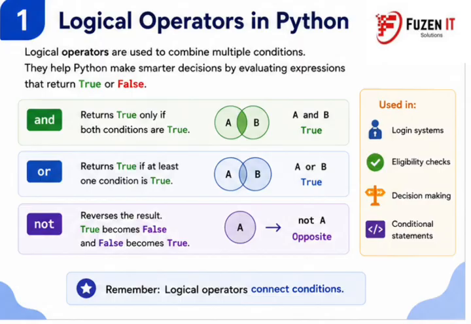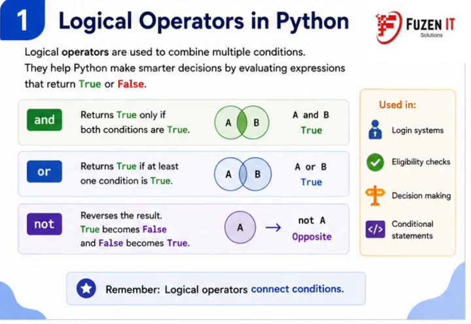And returns true only if both conditions are true. Or returns true if at least one condition is true. Not reverses the result. True becomes false and false becomes true. Let's understand with an example. This is the example which is shown in the slide.